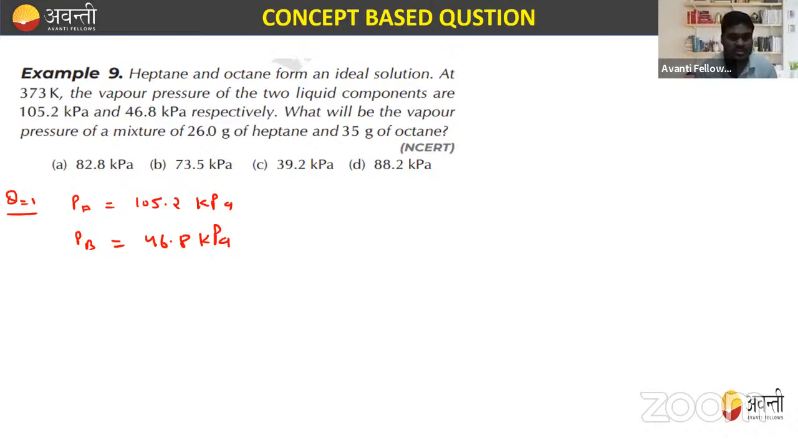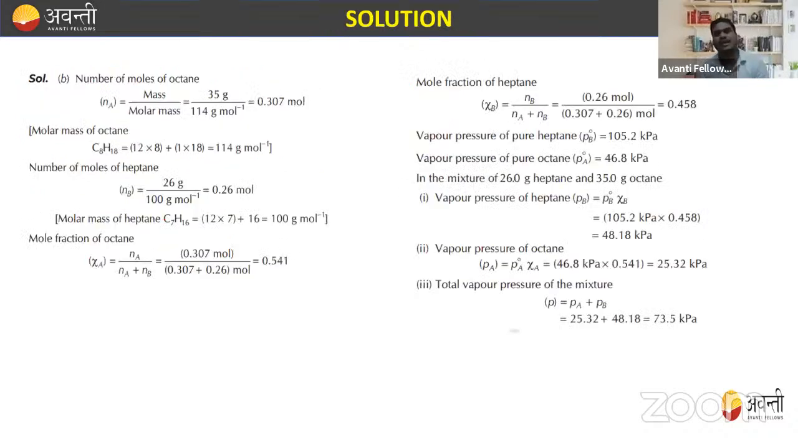of octane? So in this question, they're asking, what will be the vapor pressure of the mixture of 26 gram of heptane and 35 gram of octane? So this is the question. So what you have to do, beta, let me show you an example, and try to understand each step by step, so that you are able to solve more and more questions related to this topic.